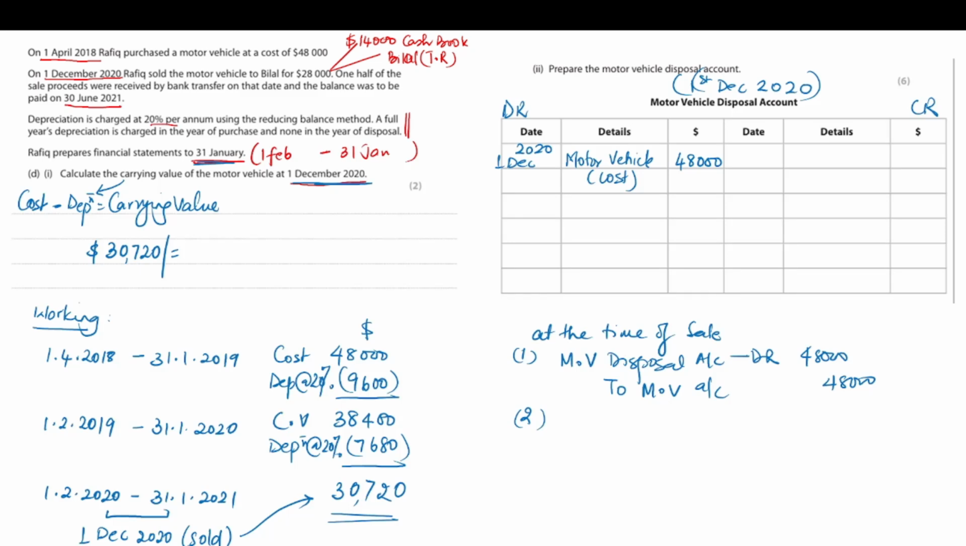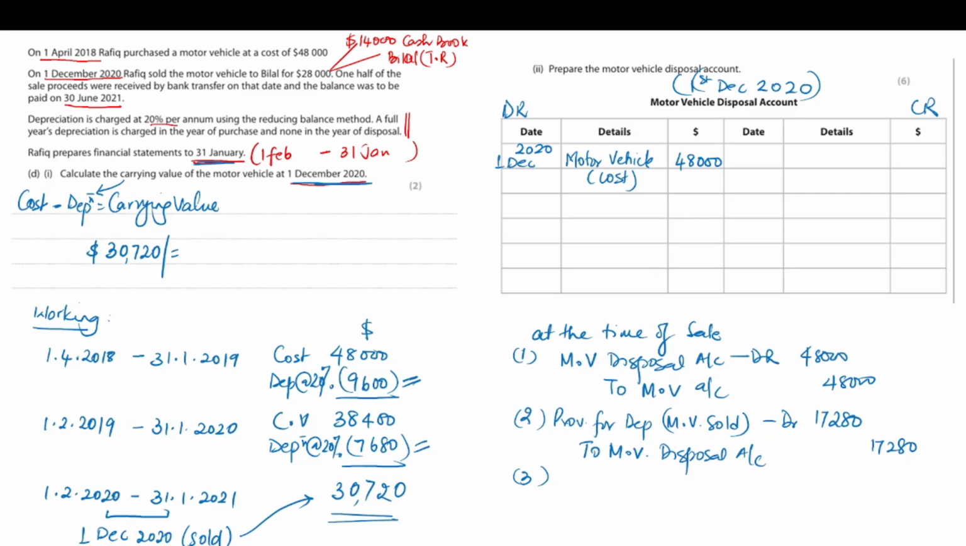The second is the provision for depreciation we have to charge. So we say provision for depreciation only on non-current assets sold. So on motor vehicles sold. So we debit this. This will be 9,600 plus 7,680 till the date of sale. So the total comes to 17,280, and credit, we are going to credit the motor vehicle disposal account, 17,280.